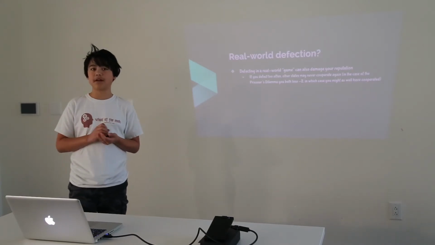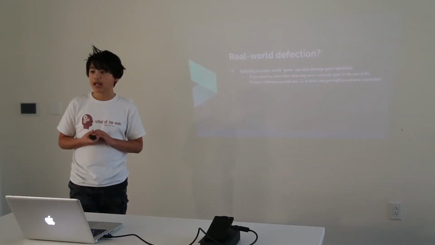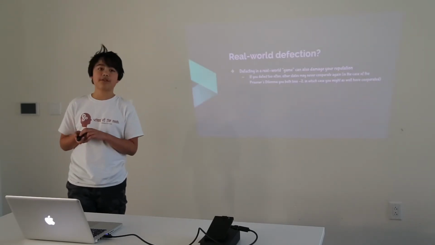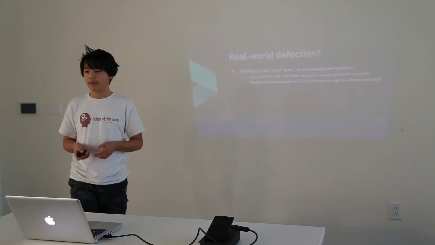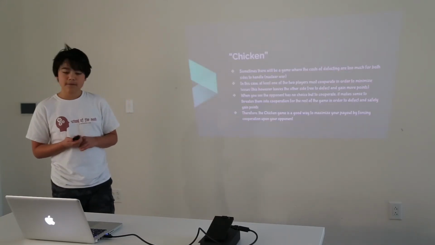Defecting in a real-world game can also damage your reputation. If you defect too often, other states may never cooperate again. In the case of the Prisoner's Dilemma, you both lose -2, in which case you might as well have cooperated.